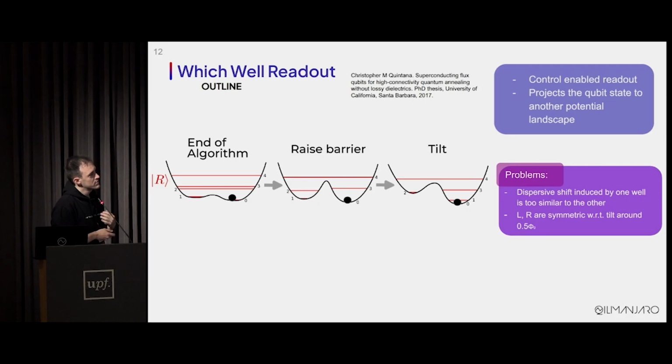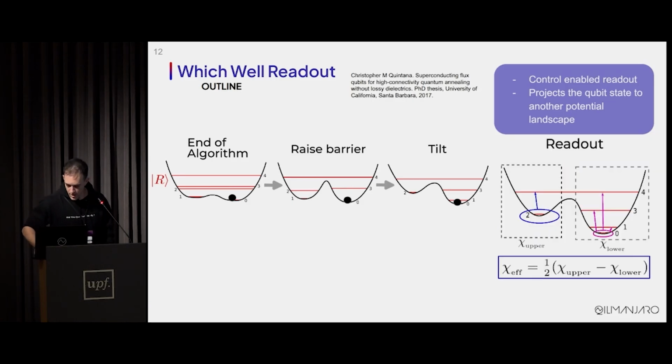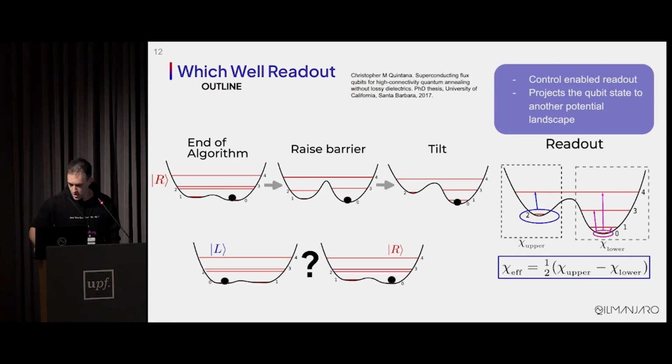But well, we solved the first problem, but we still have a problem with this symmetry. And we measure the readout as the difference between the dispersive shift in the upper well and the lower well. So what happens if we tilt the other way?